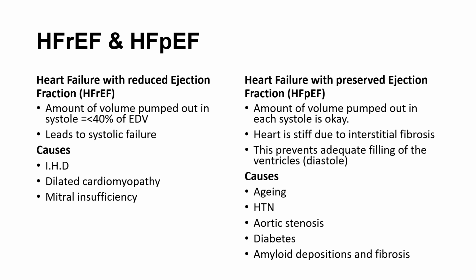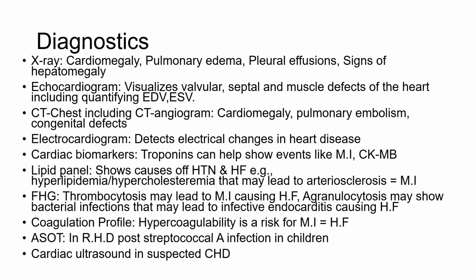Causes include older age, hypertension, aortic stenosis. Aortic stenosis we will see a lot in older people. We have diabetes and the amyloid depositions and fibrosis we talked about, cardiac hypertrophy.